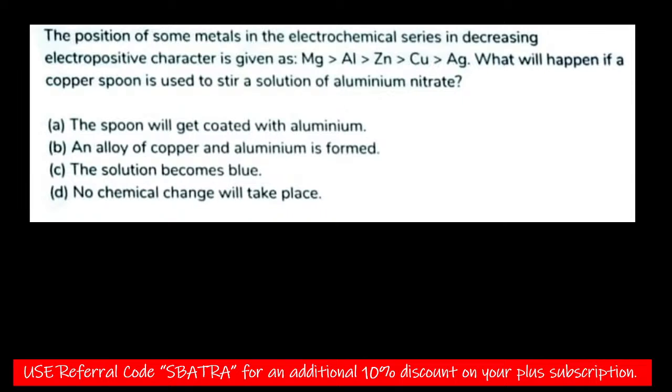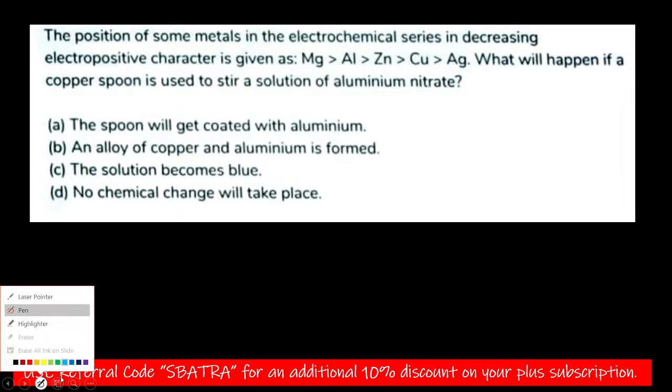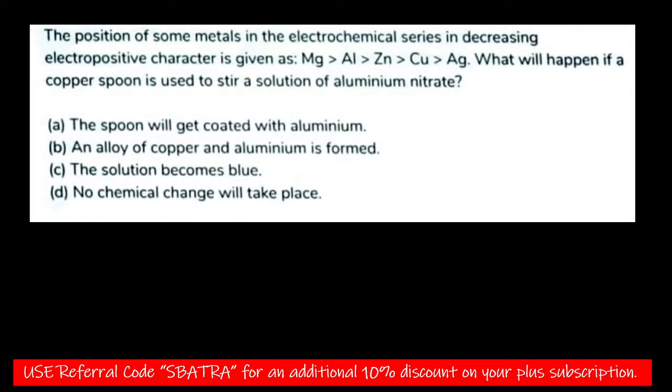The question is very simple. We need to find out the position of some metals in the electrochemical series in decreasing electropositive character. Electropositive character means they have given Mg to Mg2+ plus 2 electrons. So this is nothing but your oxidation potential values. This is the order of your oxidation potentials.